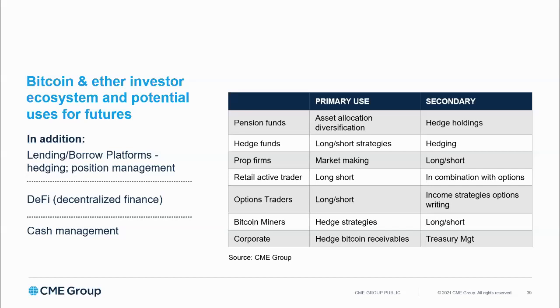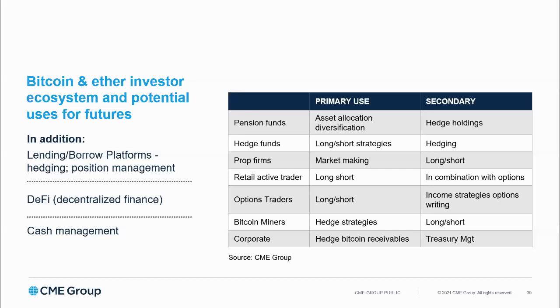The retail active individual trading community uses our products to go long short. Also, they use them in combination with options. And we do afford some margin offset capability if you were to trade the crypto futures with the options, or the Ether futures with the Bitcoin futures. There are some margin offset capabilities that active traders are taking advantage of.